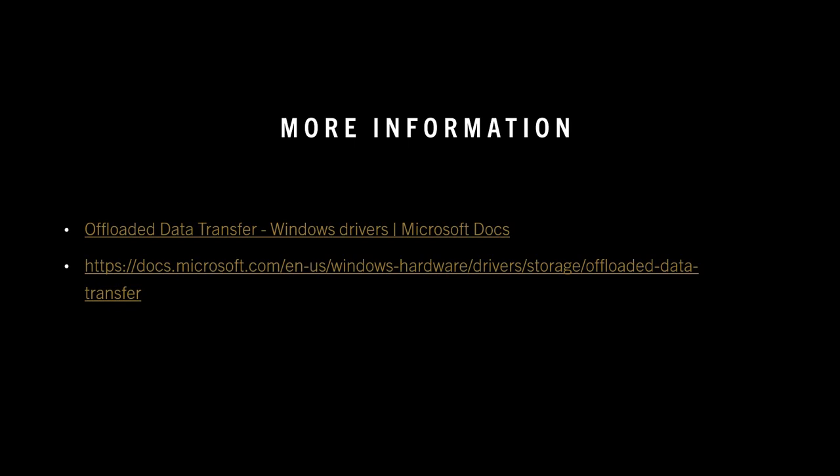More information can be found at the Offload Data Transfer page in Windows Drivers on Microsoft Docs, and I put the link also in the slide. You can also find information specifically about tokens, offload read and write, in the SCSI specification to find more detailed information about exactly how these commands work and what is required to issue the commands to the storage.